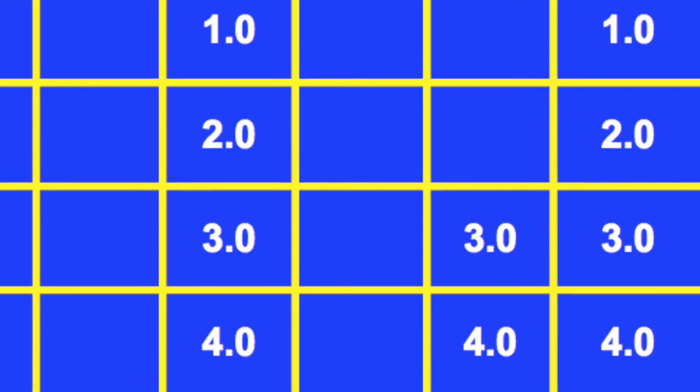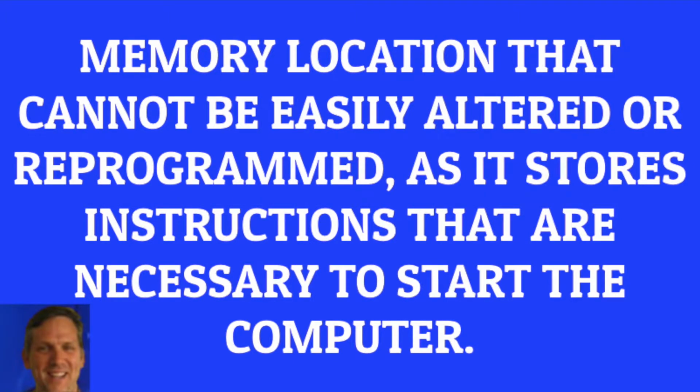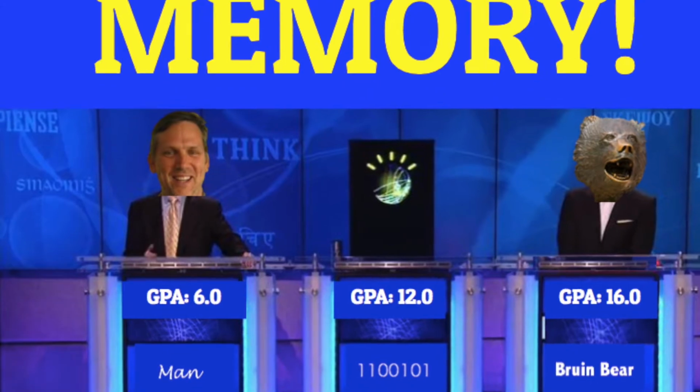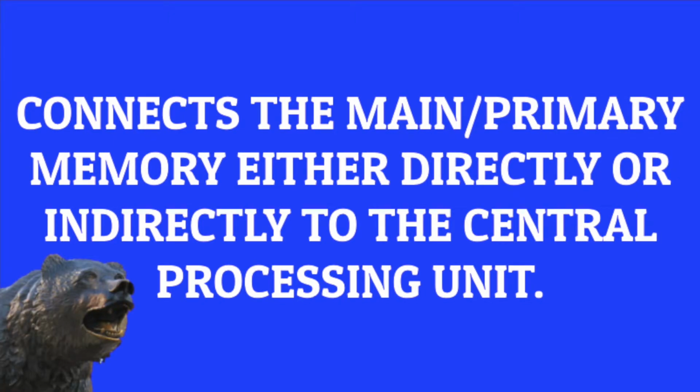Main for 3.0. Memory location that cannot be easily altered or reprogrammed as it stores instructions that are necessary to the start of the computer. What is read-only memory? Main for 4.0. Connects the main primary memory either directly or indirectly to the central processing unit. What is a memory bus?